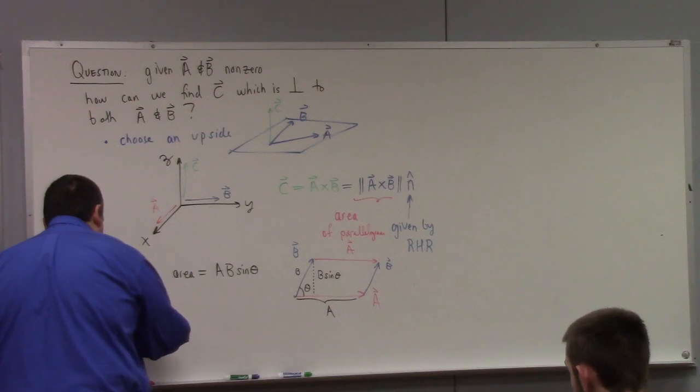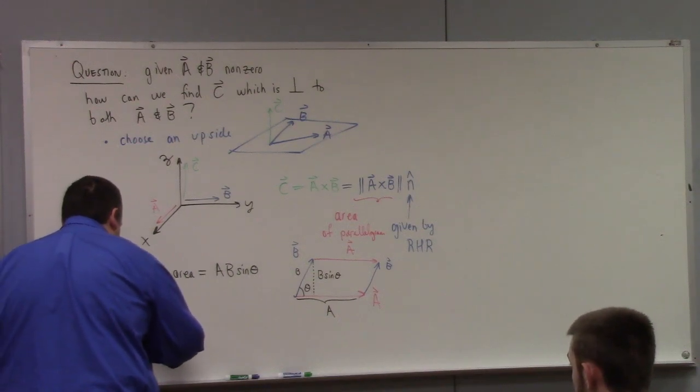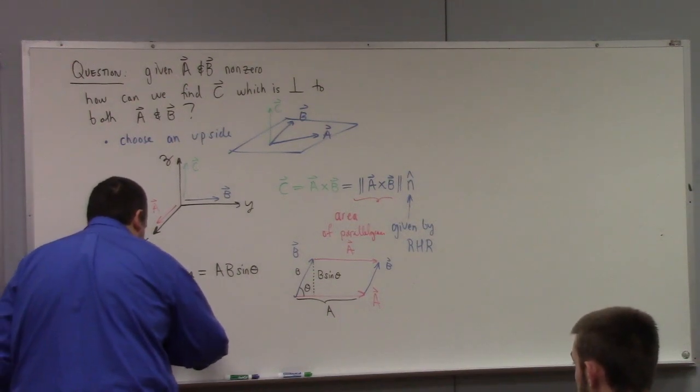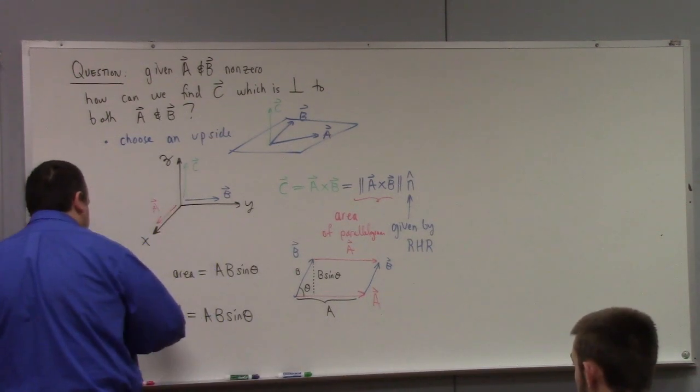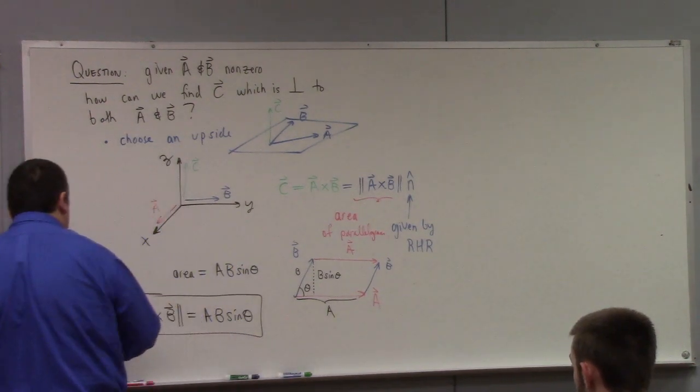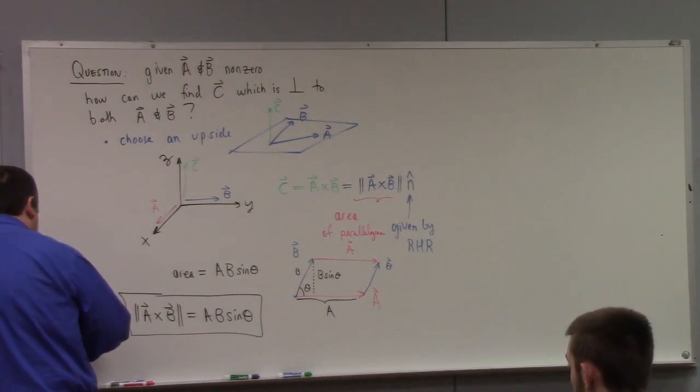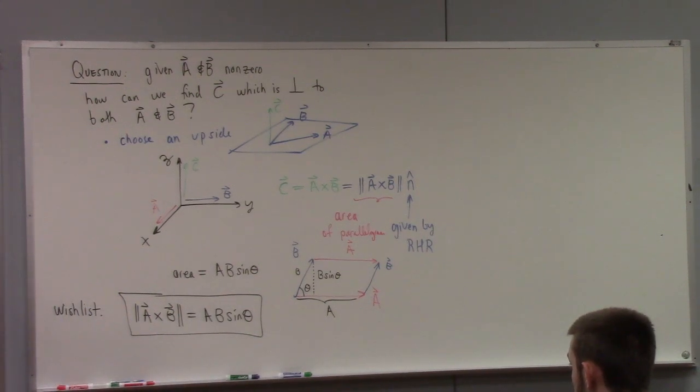So, in short, this is what we want. We want the magnitude of A cross B to equal AB sine theta. That is our other desire. So this is on our wish list. Our wish list contains pretty much two things. One is that the direction of the cross product be given by the right-hand rule. Number two, that the magnitude of the cross product be specified by that formula. What's RHR? Right-hand rule.